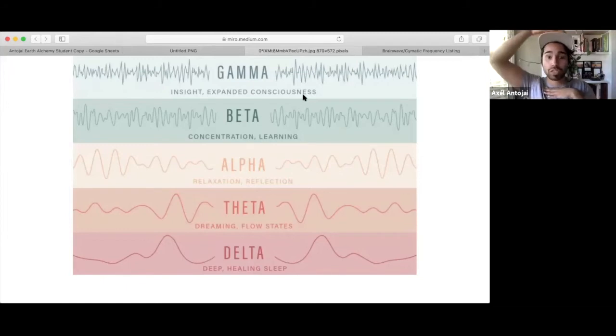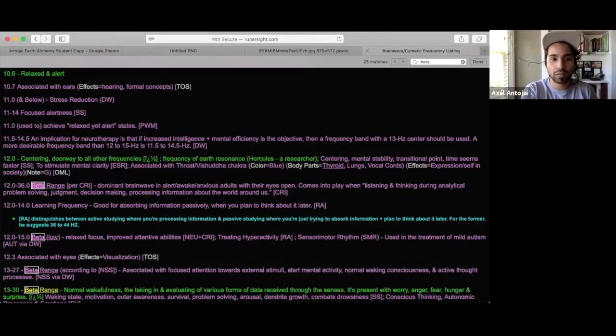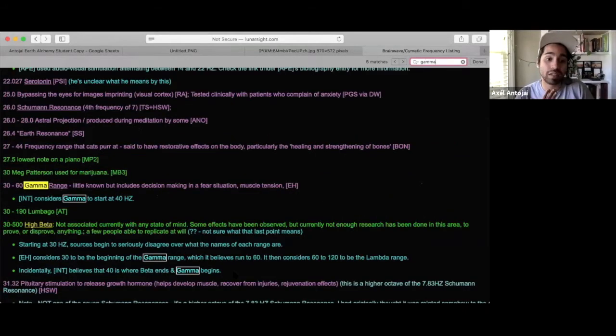This whole region right here is associated with gamma. Insight, third eye. Very easy to tap into. Gamma is a very high vibration. So let's see what happens when we type in gamma. Gamma range. Little is known about this. It makes decisions when we're in a fear situation. When you're in high beta, you start tapping into gamma already.